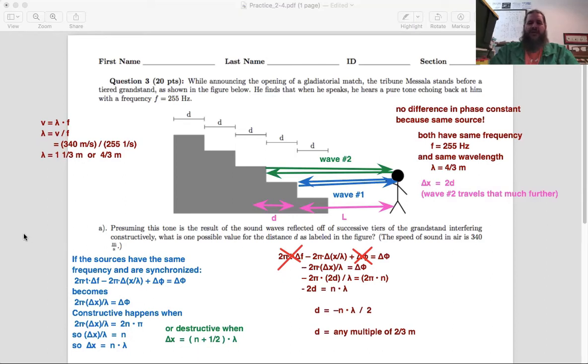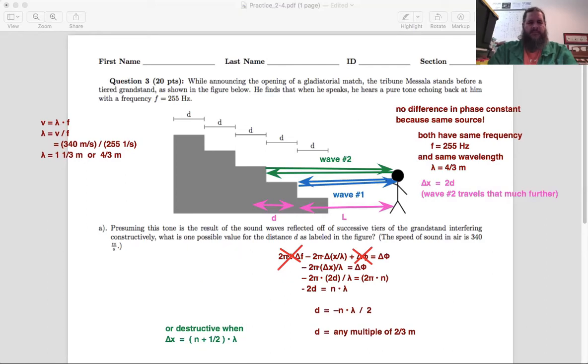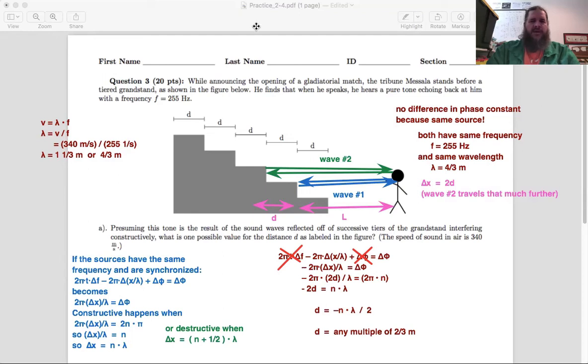In any situation where you know the path length difference is the only difference, if the waves have the same frequency and same phase shift at the source, then these are some very useful shortcuts. Constructive when the path length difference is a whole number of wavelengths. Destructive when the path length difference is something and a half wavelengths. If there is a phase shift difference, though, that's going to change things. Any other questions on that one? Then let's try out another example.